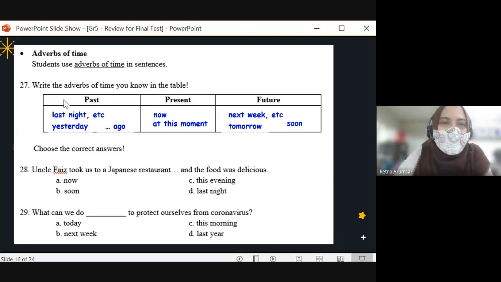Now, these are adverbs of time that tell you when an action happens or happened. For doing problems like these, you have to understand well when it happens. Is it in the past, in the present, or in the future? Now let's look at number 28. When did it happen? Or is it happening right now, or in the past, or in the future? Uncle Faiz took us to a Japanese restaurant, and the food was delicious. In the present, in the past, or in the future? 5D.